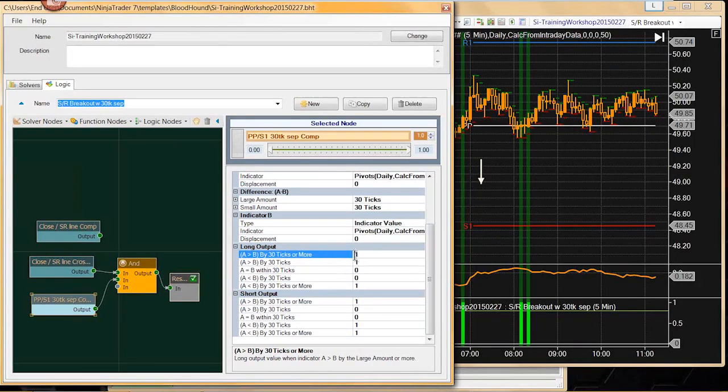So we have an output when A is greater than B, and we have an output when A is less than B, and same for the short side here. Alright, I hope that does it.